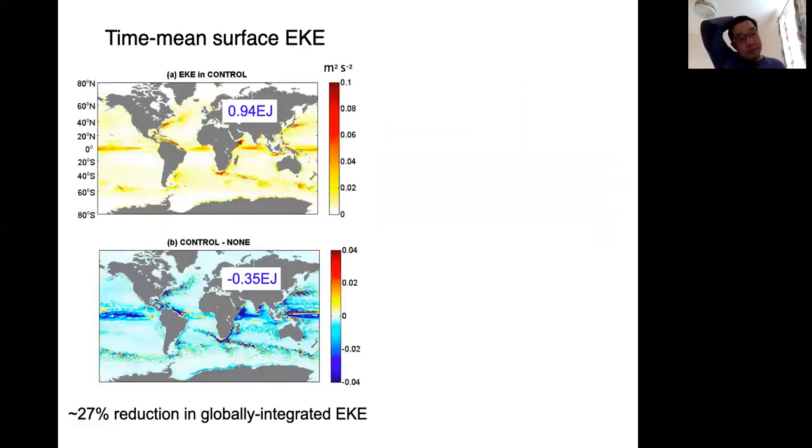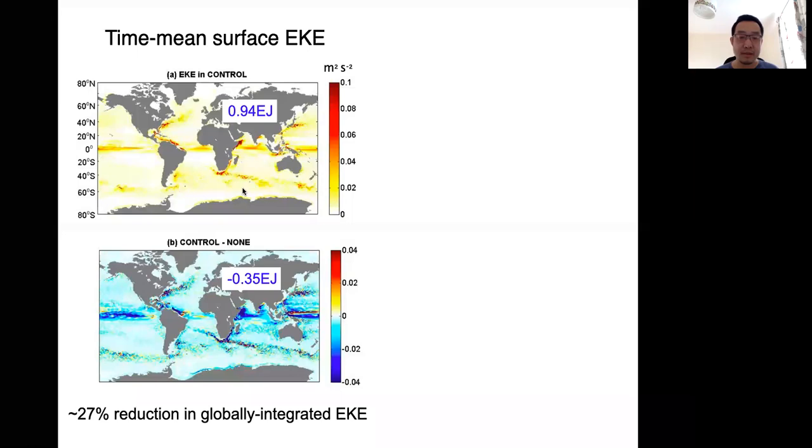So if we move on to the surface eddy kinetic energy simulated in this model, this is EKE in control. It's all positive, of course, it's a positive definite quantity, and the spatial pattern is something we expect for a model at this resolution. It's concentrated along the western boundary current regions and also at low latitudes and in the Southern Ocean. So what we're interested in here is the difference between control and none.